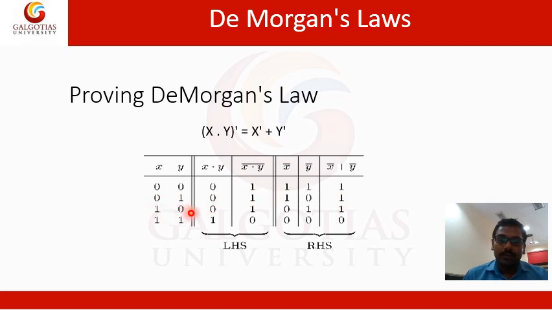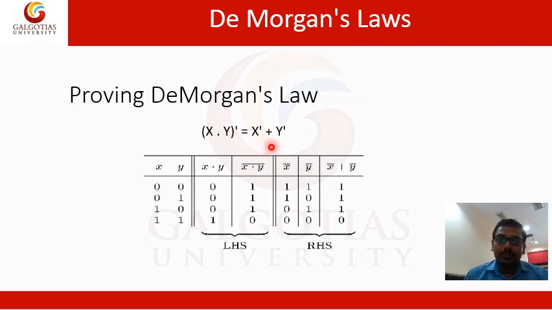And in this way, we can verify that whatever be the value of X and Y, the complement of X dot Y and the sum of the complements, that is X bar plus Y bar, both are equal. So this is the LHS, this is the RHS, and both are equal. So we can write this in terms of the formula, that is called De Morgan's law: X dot Y whole bar is equal to X bar plus Y bar. Here we have written dash.